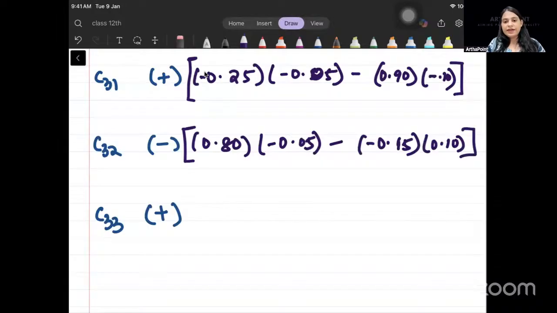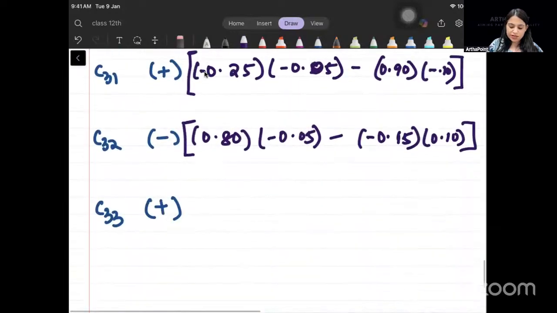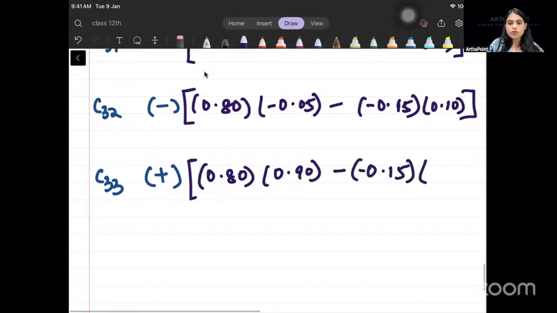Right? And at last, you have the third row and third column. So third row and third column will be 0.80 into 0.90 minus 0.15 into 0.25.